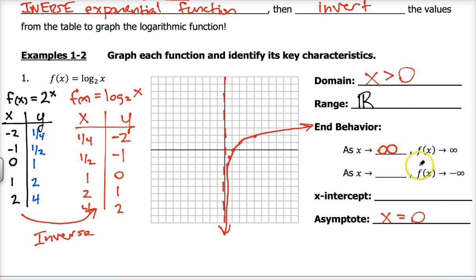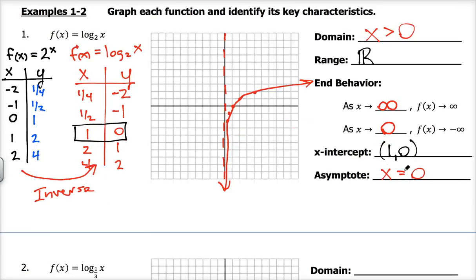So as x grows to infinity, so does y. As the y values get smaller, so as the graph goes downwards, what's happening to x? X is getting closer and closer to 0. So x approaches 0. The last thing we'll look at is the x-intercept. And the x-intercept is just when the y value is 0. We have that in the table right here. This has an x-intercept of (1, 0).